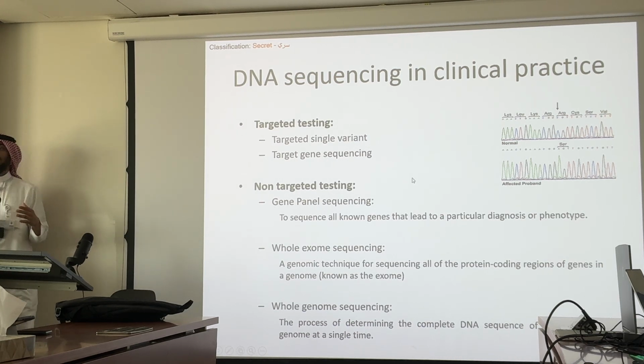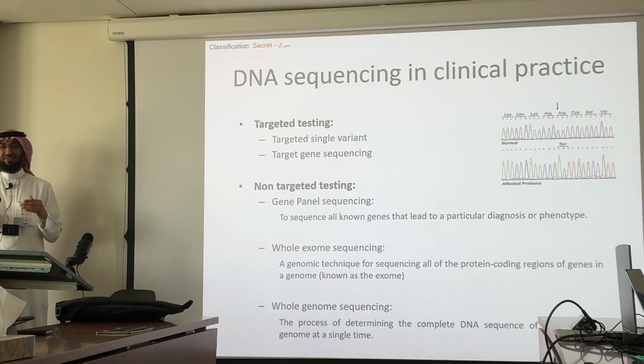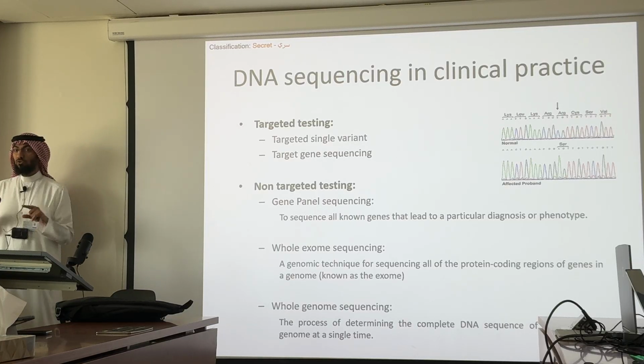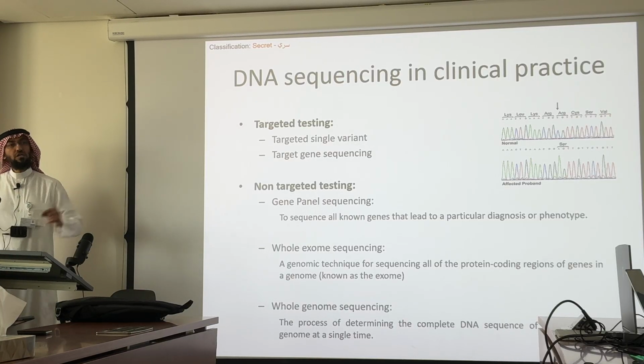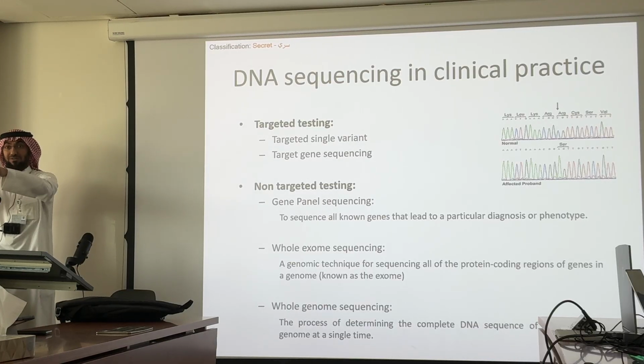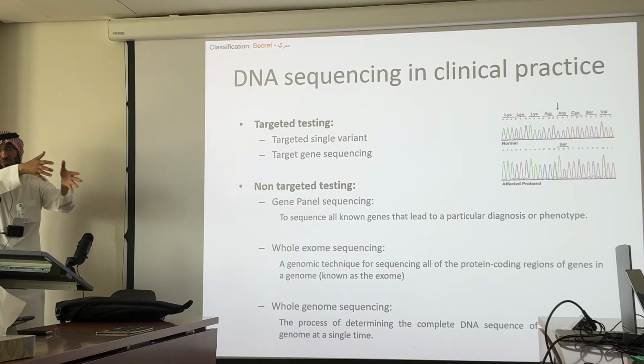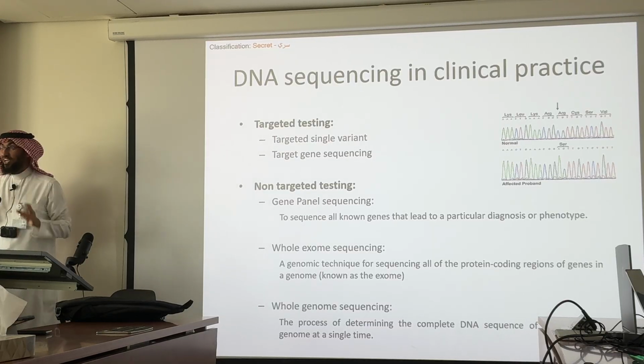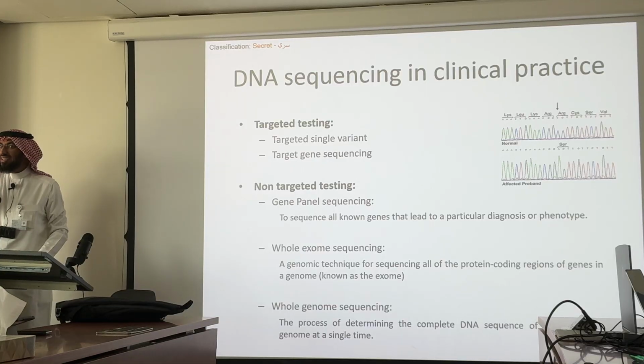When you do sequencing, there are different levels. Sometimes you know the mutation. I don't need to read or sequence the whole genome, and I know the mutation. This is a common mutation that always comes in this family, in this tribe. So I can do sequencing targeted to this mutation.